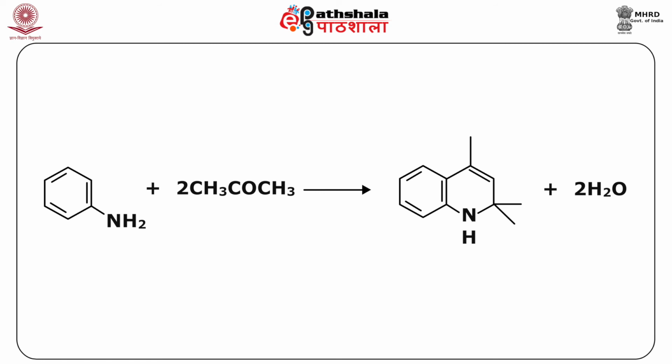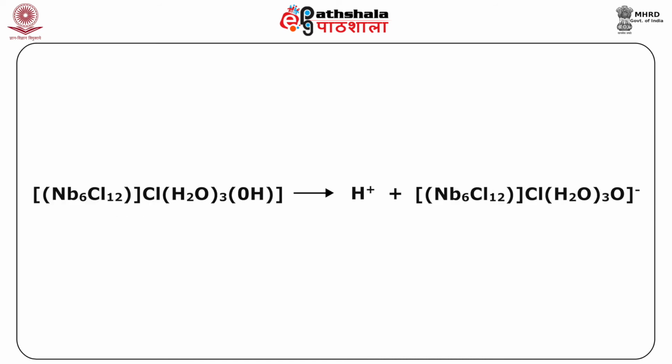In the reaction, we have aniline plus two acetone giving compound 1 plus 2 water molecules. The catalysts in these act as solid Bronsted acids bearing a large counter anion by the reaction: Nb6Cl12Cl2(H2O)3(OH) gives H+ plus Nb6Cl12Cl2(H2O)3O, whole to the power of 1 negative.